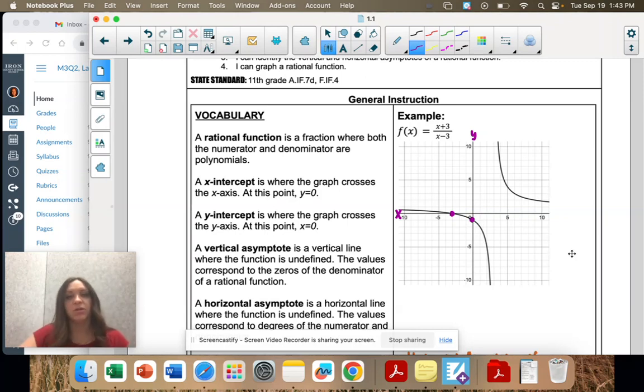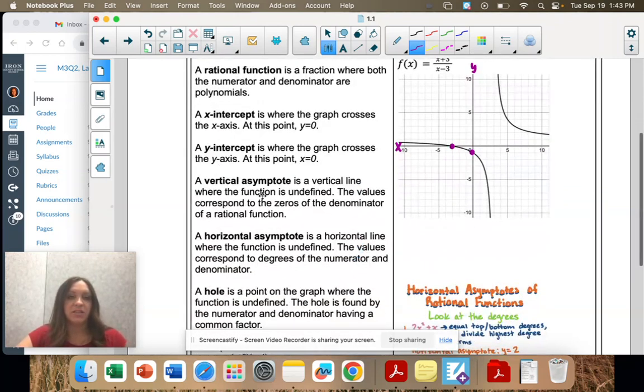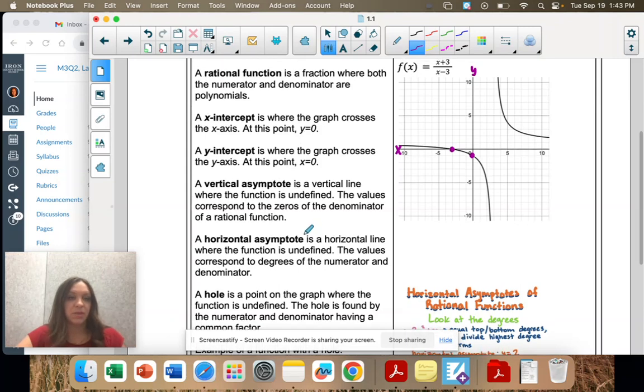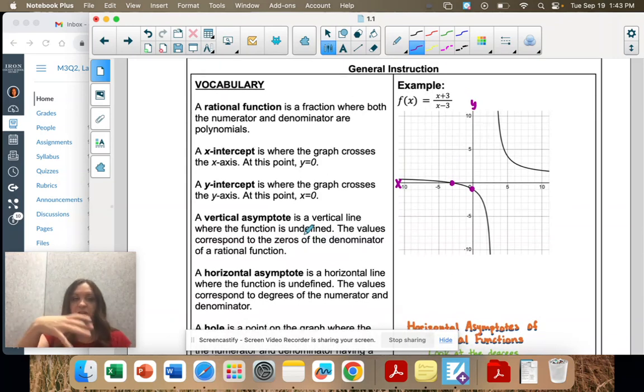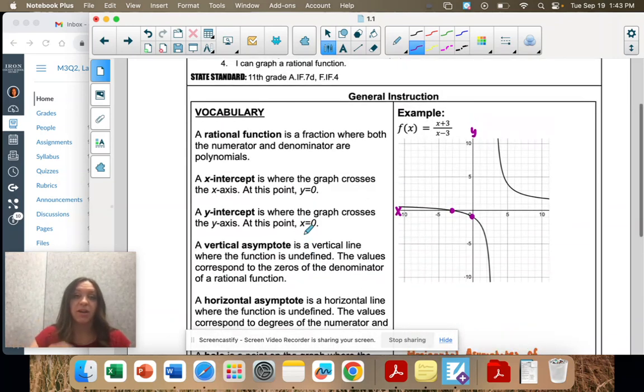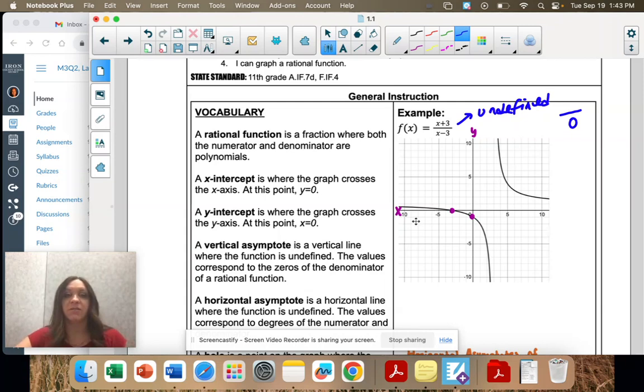Okay, those are normal. But we have these things called asymptotes. And these are vertical or horizontal lines where the graph cannot cross. And that's because when we get fractions, things get undefined when we're talking about fractions. And that is because you cannot have a 0 on the denominator of a fraction. It just messes with stuff.